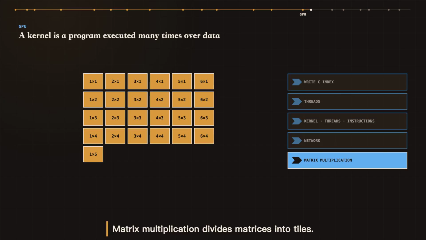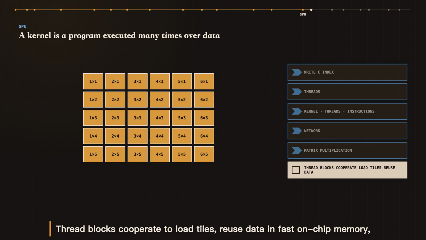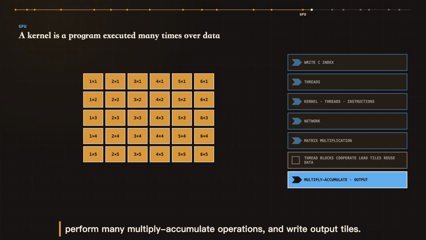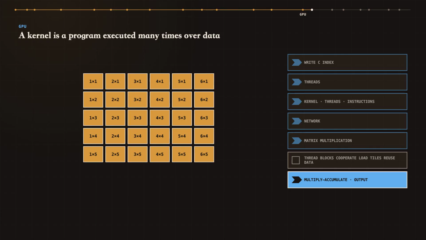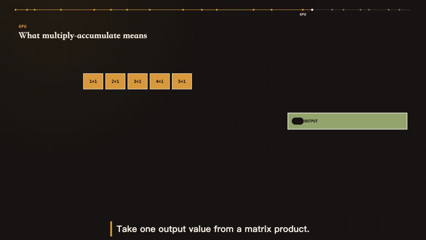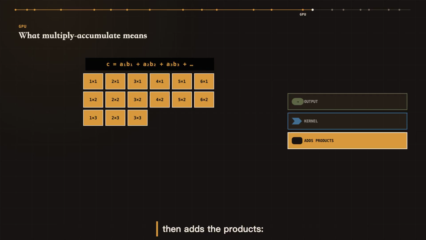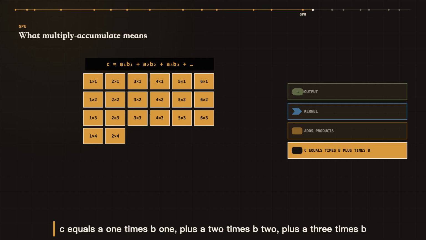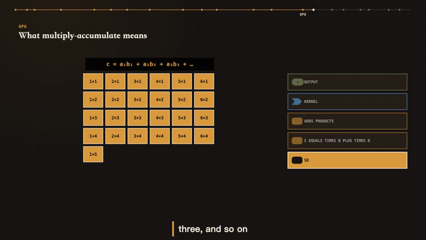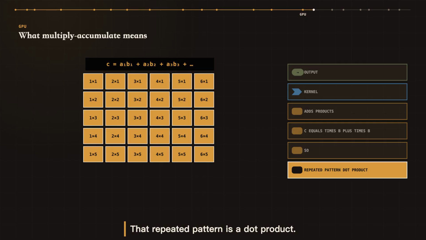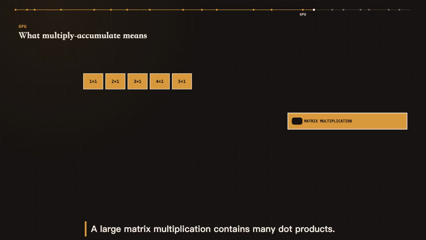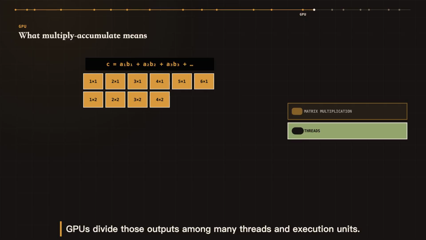Matrix multiplication divides matrices into tiles. Thread blocks cooperate to load tiles, reuse data in fast on-chip memory, perform many multiply-accumulate operations, and write output tiles. Take one output value from a matrix product. The kernel multiplies matching entries from one row and one column, then adds the products. C equals A1 times B1 plus A2 times B2 plus A3 times B3, and so on. That repeated pattern is a dot product. A large matrix multiplication contains many dot products. GPUs divide those outputs among many threads and execution units.